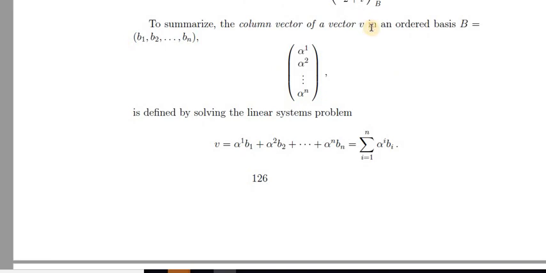All right, so the column vector in an ordered basis looks like this, and you can reduce the problem of finding the coefficients to a system of linear equations.